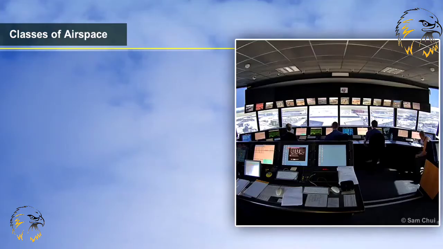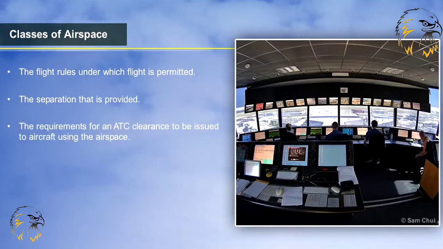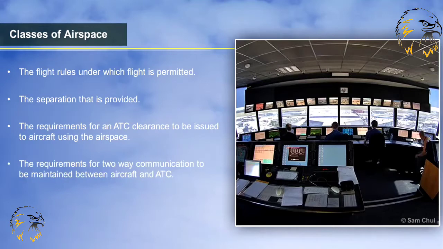In order to provide the correct service and to specify appropriate rules, airspace is classified according to the following criteria: the flight rules under which flight is permitted, the separation that is provided, the requirements for an ATC clearance to be issued to aircraft using the airspace, the requirements for two-way communication to be maintained between aircraft and ATC, the application of the VMC criteria where VFR is permitted.